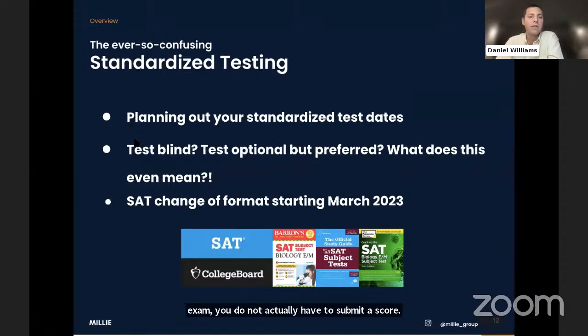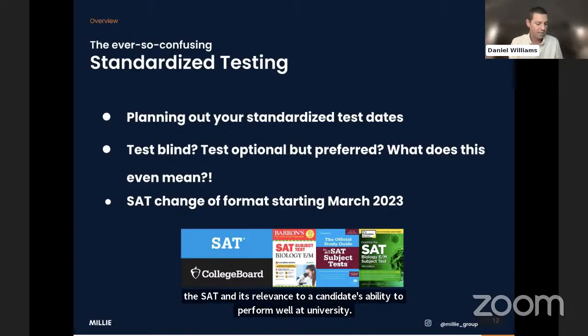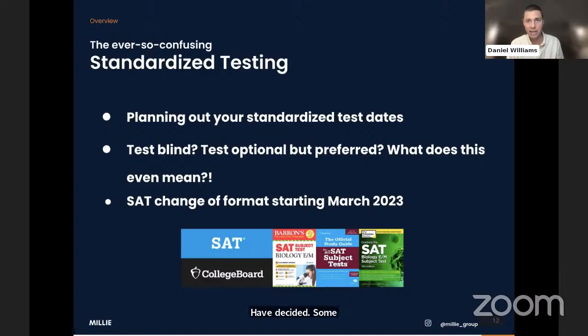So look at the second point here, right? Test blind, test optional. What does this even mean? Okay, so universities, in the wake of various ideas about the SAT and its relevance to a candidate's ability to perform well at university, have decided, some schools will say test blind, meaning you can submit an SAT score, right? But we're not even going to consider it. We won't even look at it.